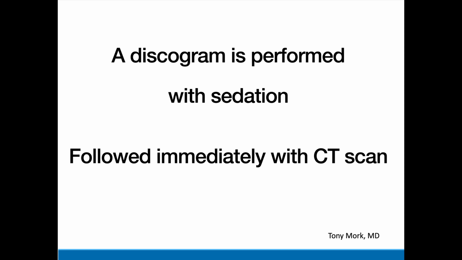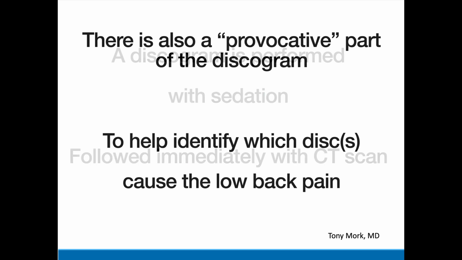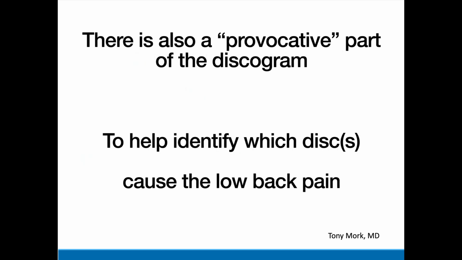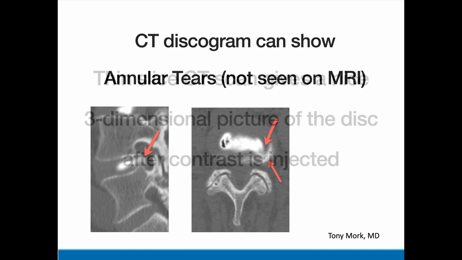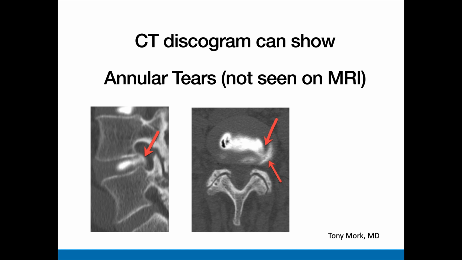A discogram is performed with sedation and followed immediately with the CT scan. There's also a provocative part of the discogram performed, which helps to identify which disc causes the low back pain. Thin slice CT gives a nice three-dimensional picture of the disc after the contrast is injected, as we've seen previously. The CT discogram can show annular tears not seen on the MRI, as we've just seen in this current example.